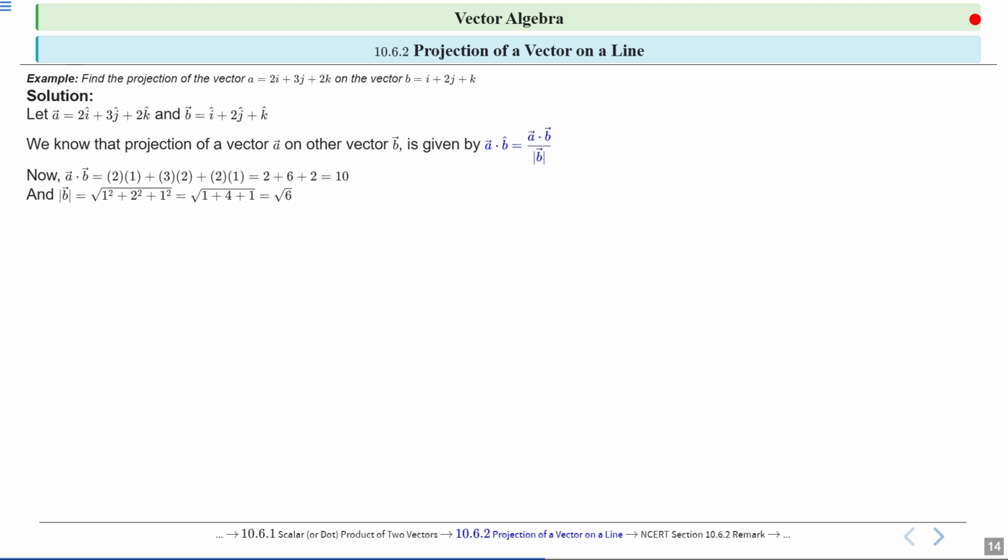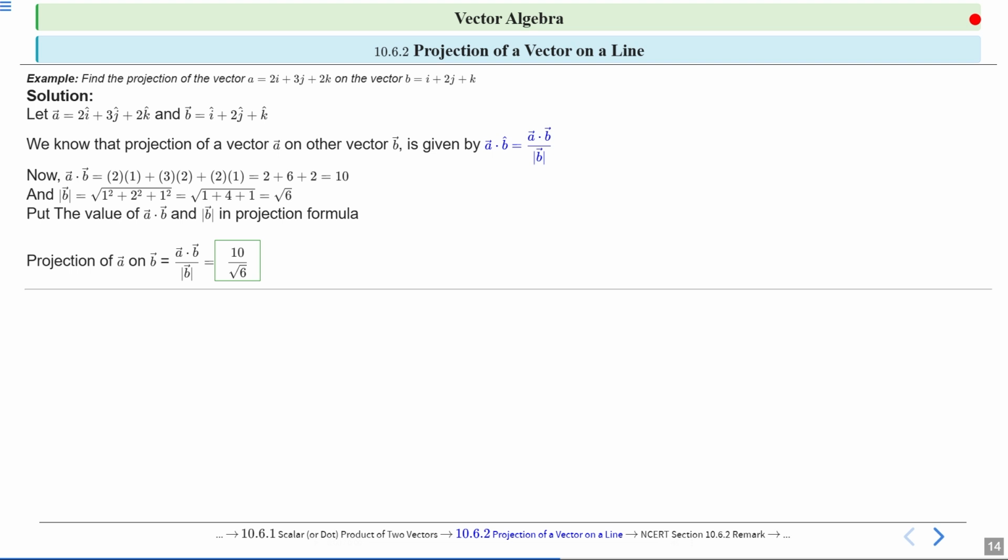And magnitude of B vector is equal to root over 1 square plus 2 square plus 1 square, which will be equal to root over 1 plus 4 plus 1, which is equal to root 6. Now put the value of A vector dot B vector and magnitude of B vector in the projection formula. We will get: projection of A vector on B vector is equal to A vector dot B vector upon magnitude of B vector, which is equal to 10 upon root 6.